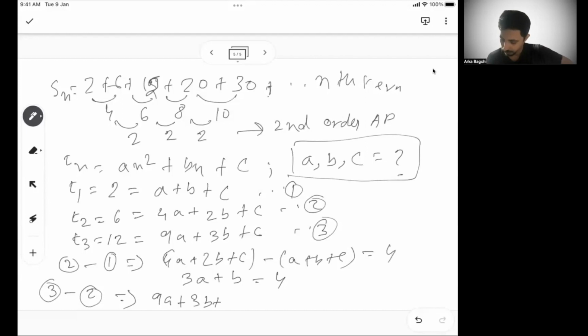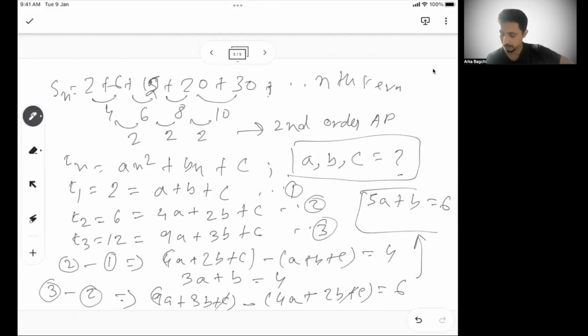9A plus 3B plus C minus 4A plus 2B plus C is equal to 6. Okay. Again, C will get cancelled. So what I'll get, I'll just write it here. 9A minus 4A is basically 5A, and 3B minus B is B. So 5A plus B is equal to 6.